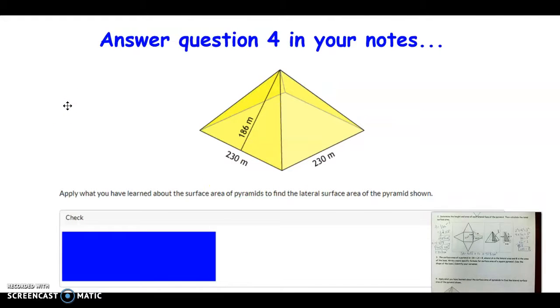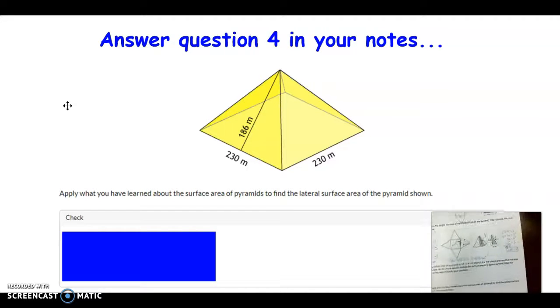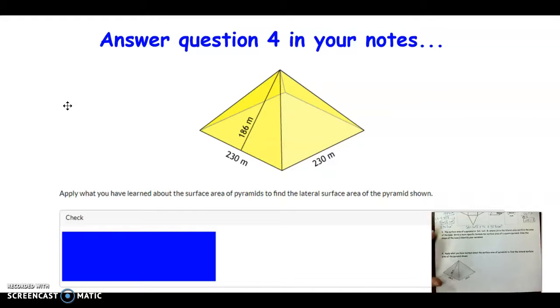So let's look at question 4 in our notes. We're going to apply what we know to find the surface area of this square pyramid. And I'm going to work it both ways. I'm going to work it the way we did with number 2, and I'm going to work it the way we did with our formula for number 3.